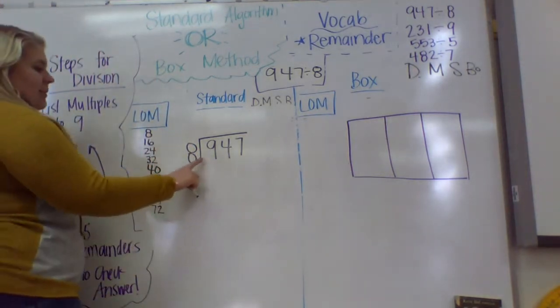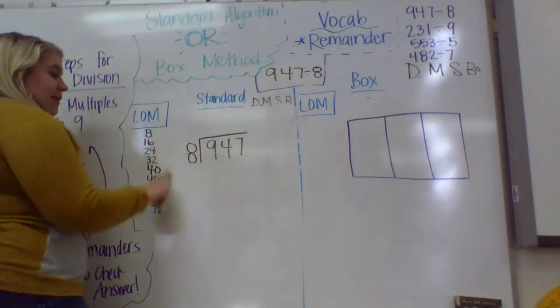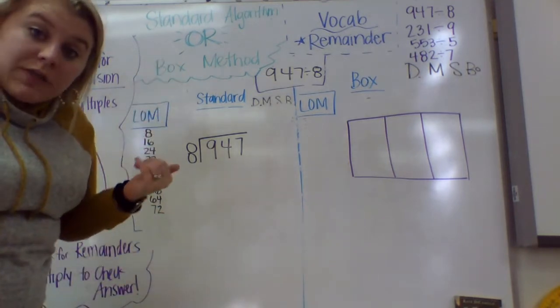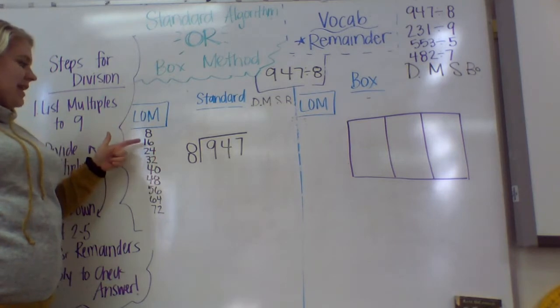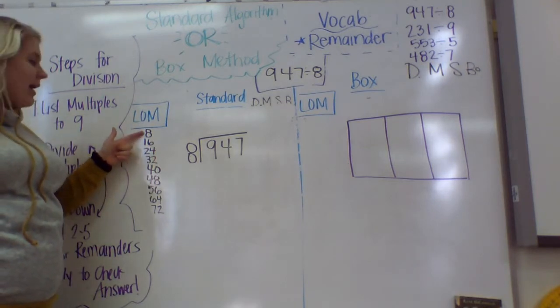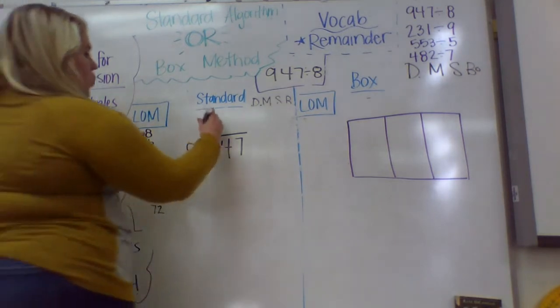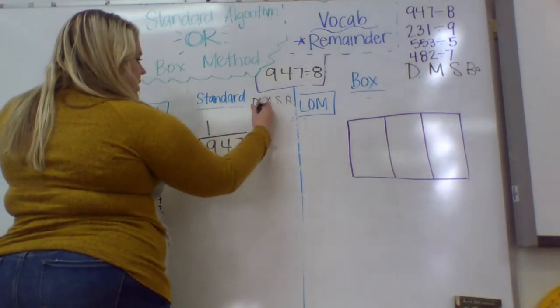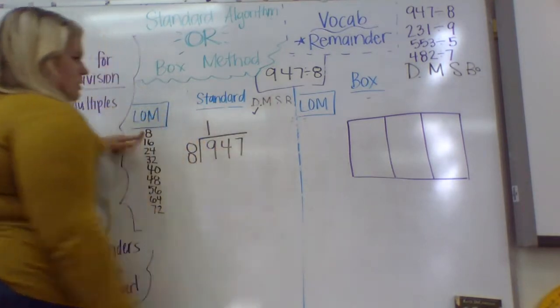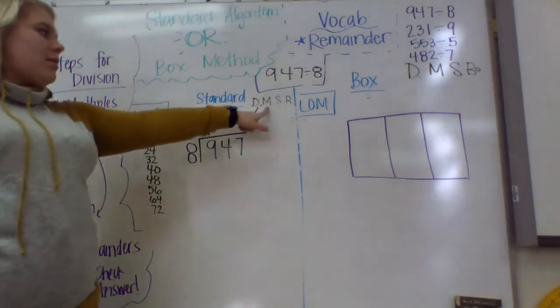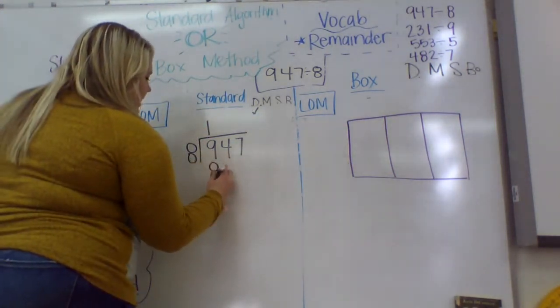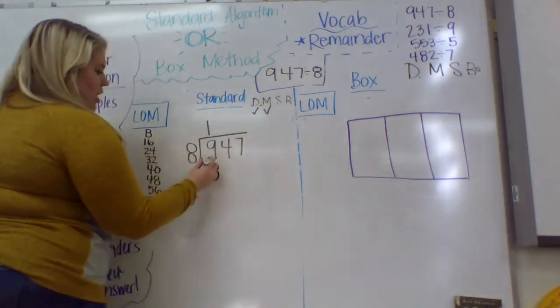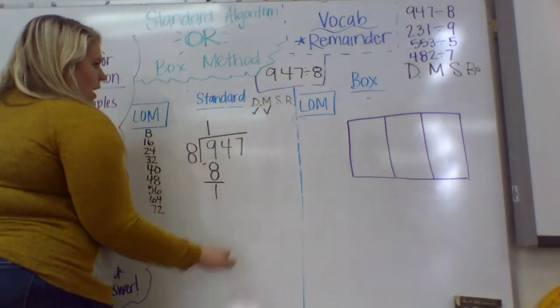So right now, how many times can 8 go into 9? I'm going to come over to my multiples and see the closest I can get to 9 without going over. 8, 16. That's too much. I need to go back. So 8 times 1 gives me 8. I've divided. Now I'm going to multiply. 1 times 8 is 8. Subtract, 9 minus 8 is 1.